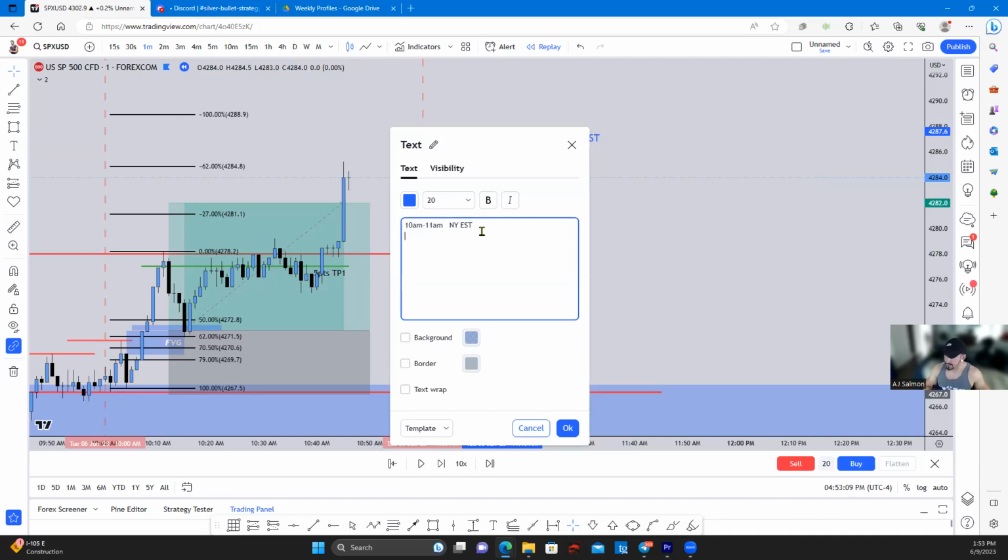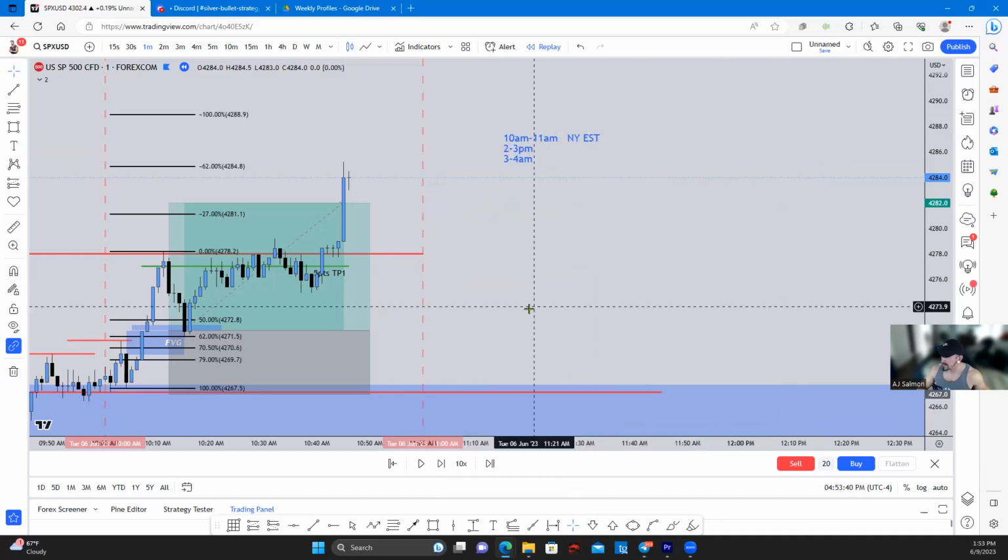Okay. Or there's also a PM session for New York. Okay. That is your 2 to 3 p.m. Then you have London from 3 to 4 a.m. Okay. So you have 3 opportunities to trade. Maybe you can't get up in the morning to trade the 10 to 11 and you can trade the 2 to 3. Maybe you're in London and the 3 to 4 is better for you. So these are the times it happens.